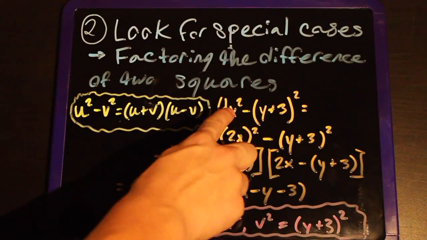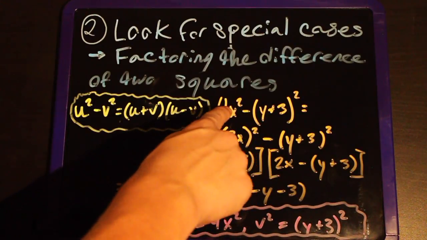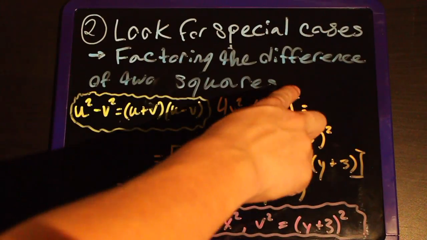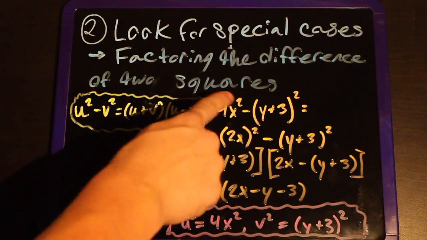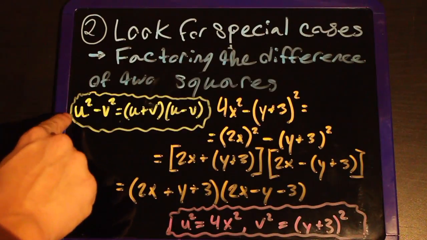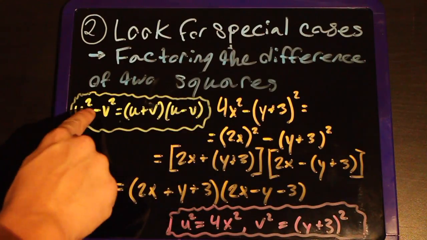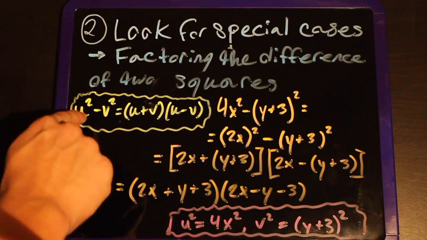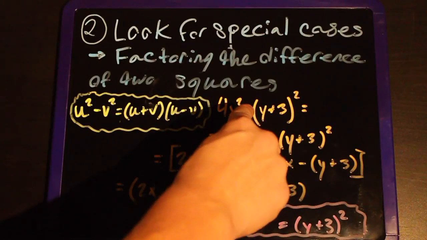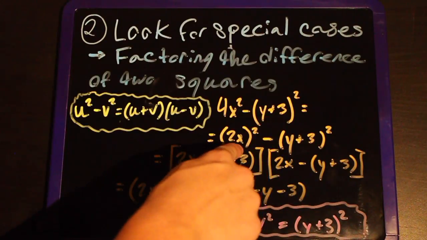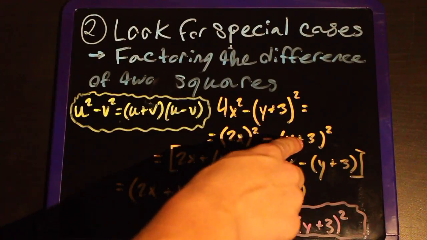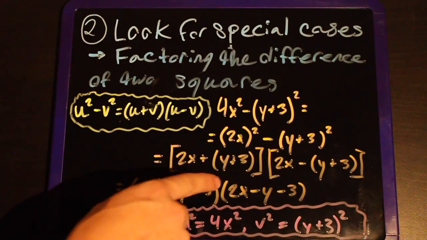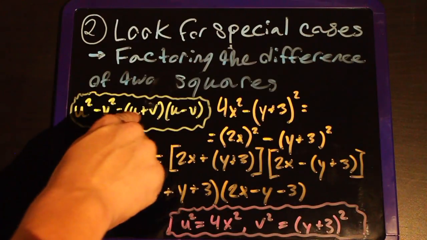Now, if we look at our polynomial in this example, we have 4x squared minus (y plus 3) squared. If we think about it, because of these two exponents, we can see that basically in this case, our u is 2x and our y plus 3 is our v. So the way we can rewrite this into this format is by changing 4x squared into (2x) squared and then just leaving the (y plus 3) squared as is.